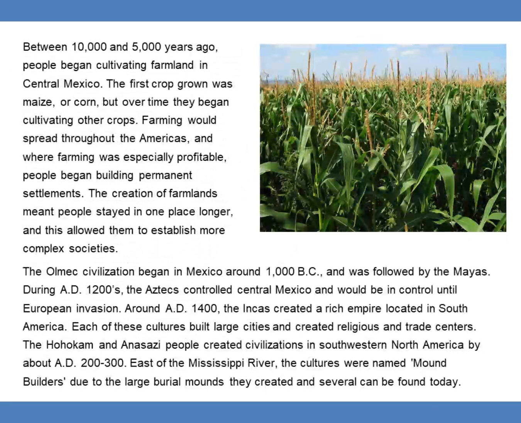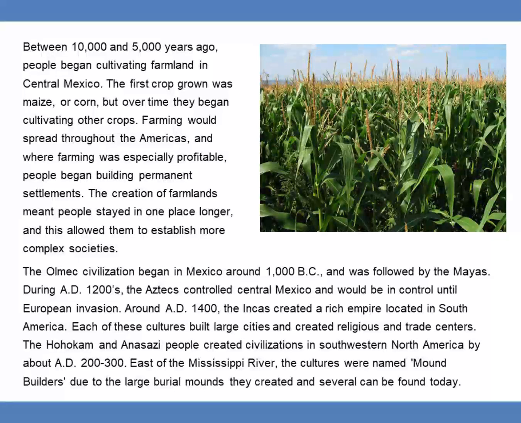Between 10,000 and 5,000 years ago, people began cultivating farmland in central Mexico. The first crop grown was maize, or corn, but over time they began cultivating other crops. Farming would spread throughout the Americas, and where farming was especially profitable, people began building permanent settlements. The creation of farmlands meant people stayed in one place longer, and this allowed them to establish more complex societies.